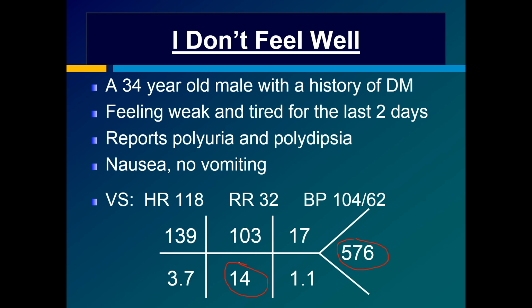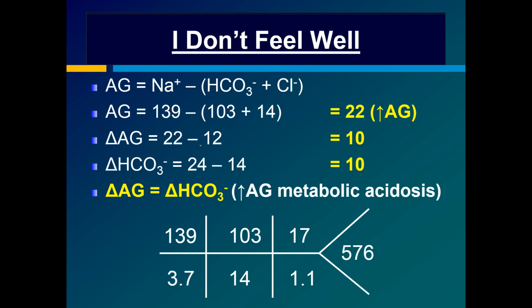And when you figure out the formulas that we just talked about, his anion gap, 139 minus 103 plus 14, so his anion gap is 22. Remember, with a normal anion gap being 12. So we know he has an increased anion gap. That is synonymous with an increased anion gap metabolic acidosis.